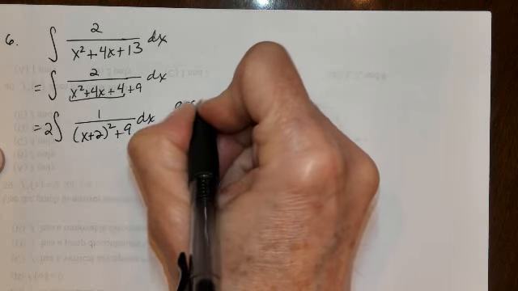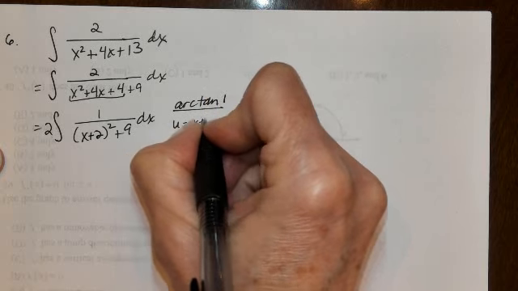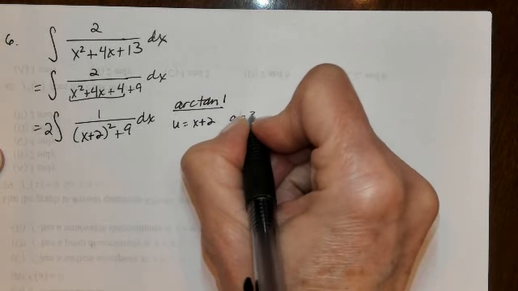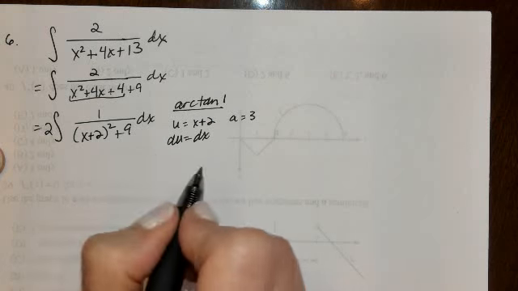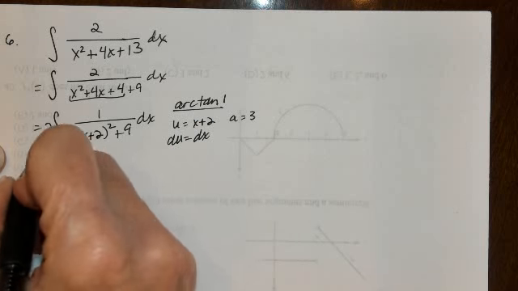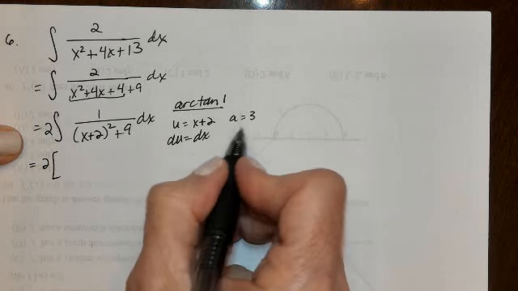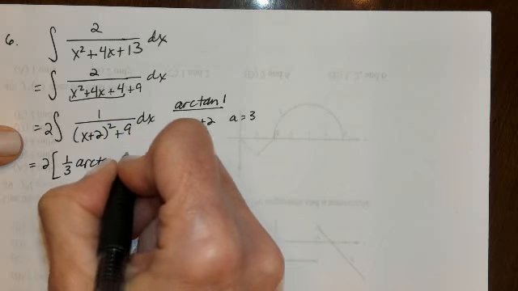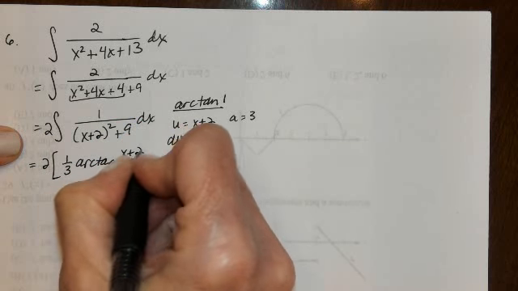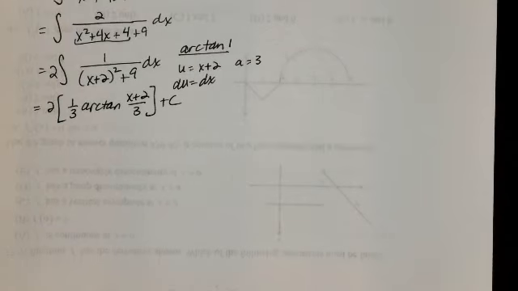So this is an arctan. Oops. u is just the x plus 2. a is 3. du is just dx, so we don't have to multiply in anything else. So the 2 from the top, and then don't forget with arctan, you need the 1 over a arctan u over a, plus c. So that was one done by completing the square.